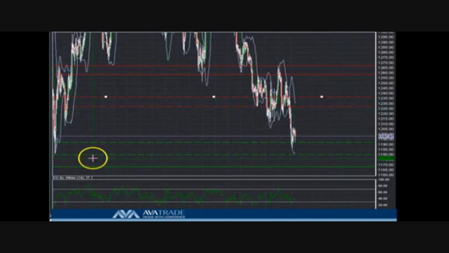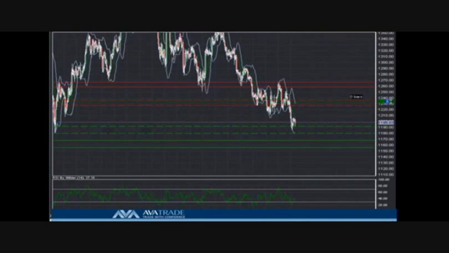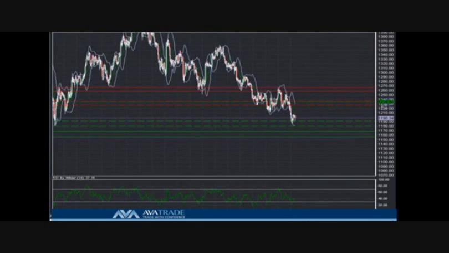Okay guys, so I'll leave this right here, and we'll see how the price develops over the next few days or so, and then we'll recap that.